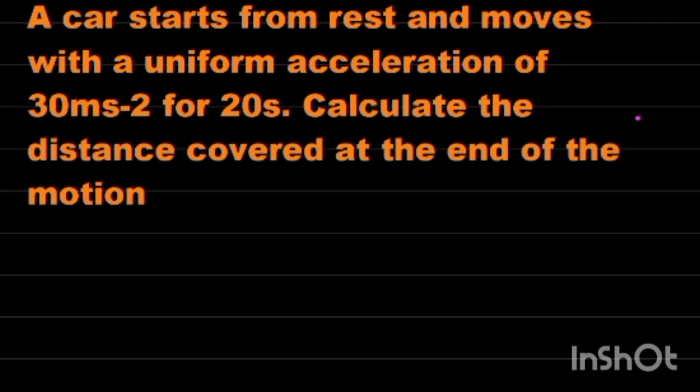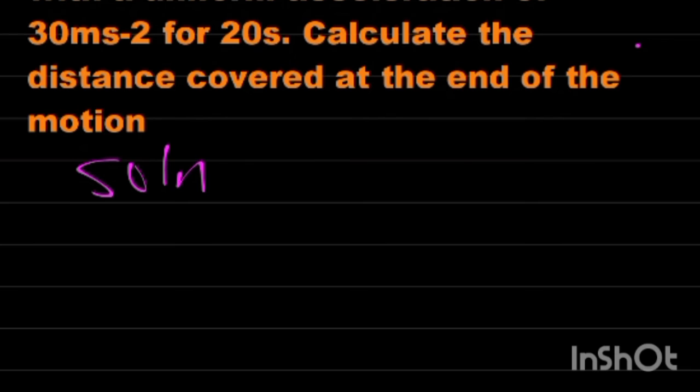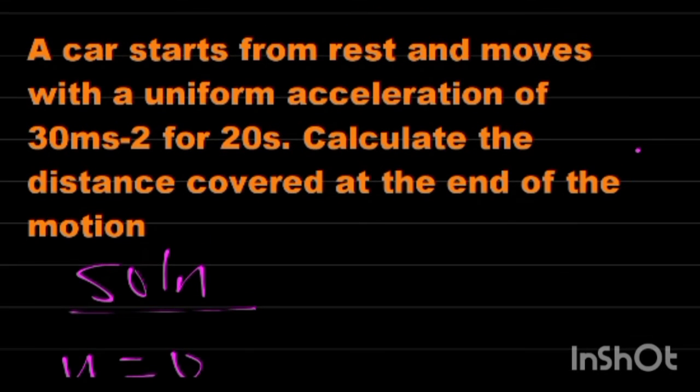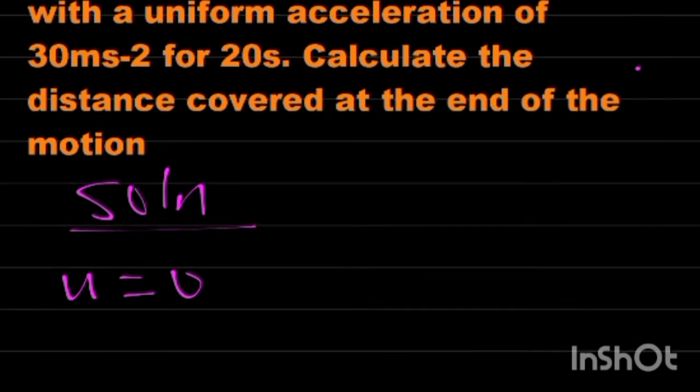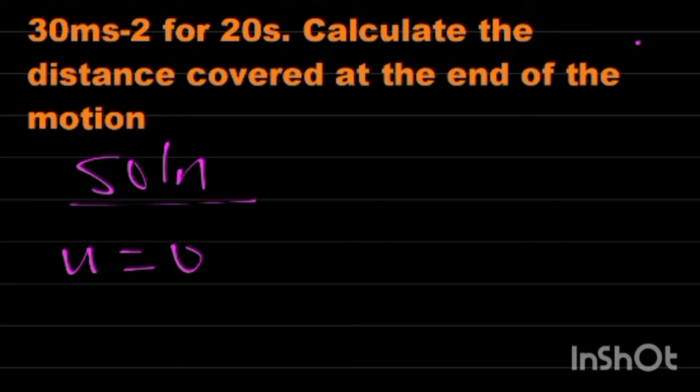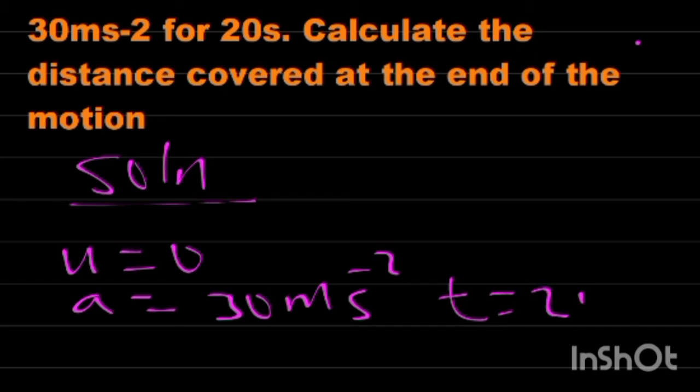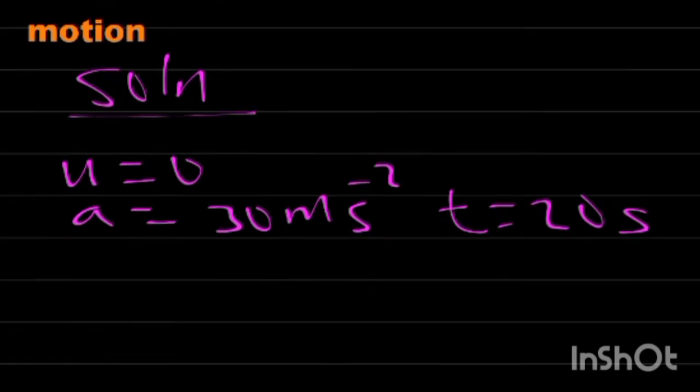Okay, from this, a car starts from rest, we've already concluded that the initial velocity is 0. Therefore, I will quickly write u is equal to 0. It moves with uniform acceleration for 20 seconds. My acceleration is 30 meters per second squared, and time t is 20 seconds. Calculate the distance covered at the end of the journey.